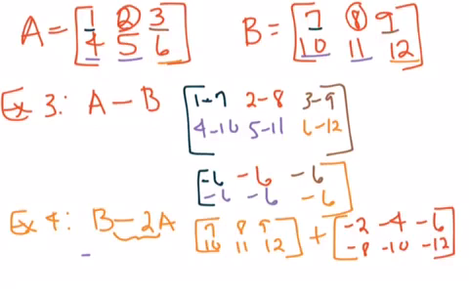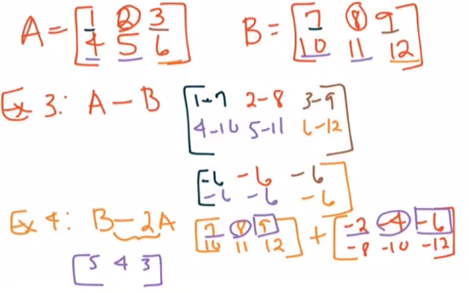Now we're ready to add these to get our answer. 7 plus negative 2 is 5. 8 plus negative 4 is 4. 9 plus negative 6 is 3. 10 plus negative 8 is 2. 11 plus negative 10 is 1. 12 plus negative 12 is 0. So don't make those difficult just because they give you letters for the matrices.